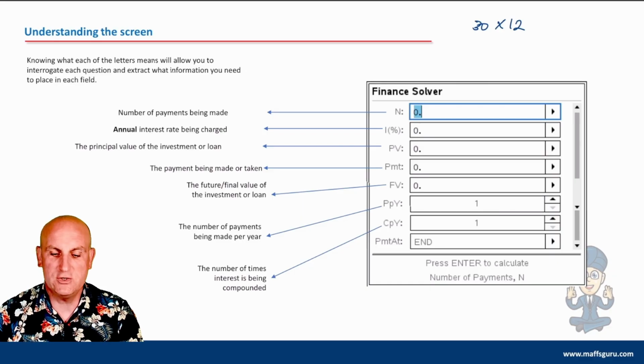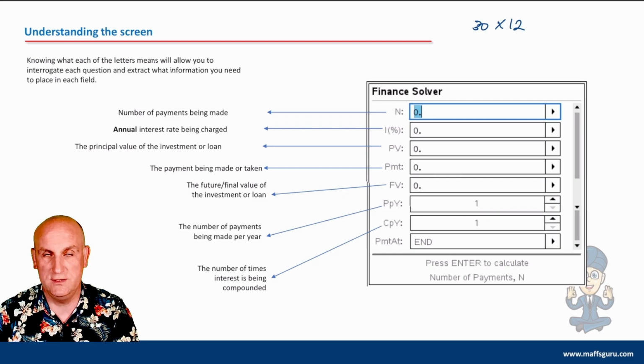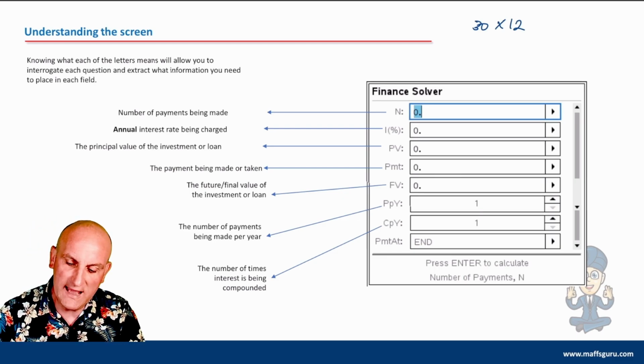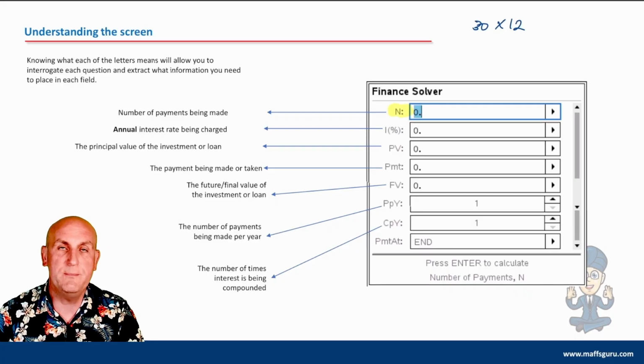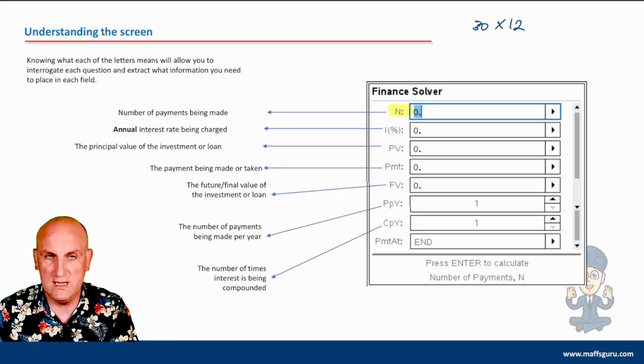So I'm going to be interested in the number of payments I'm going to pay. I could be paying money into an annuity. I could be taking money out of an annuity. I could be having a loan. I could be investing. So the value of N, as I say here, is the number of payments being made over the course of the investment or loan. Really, really important.